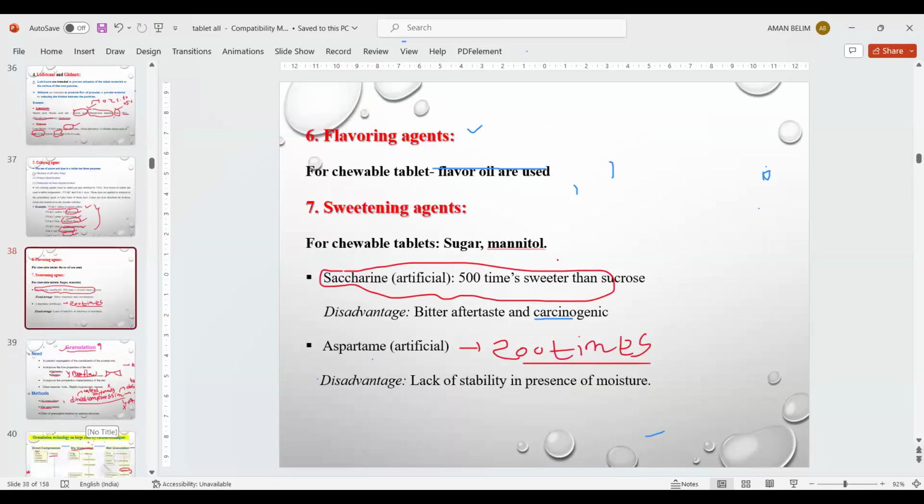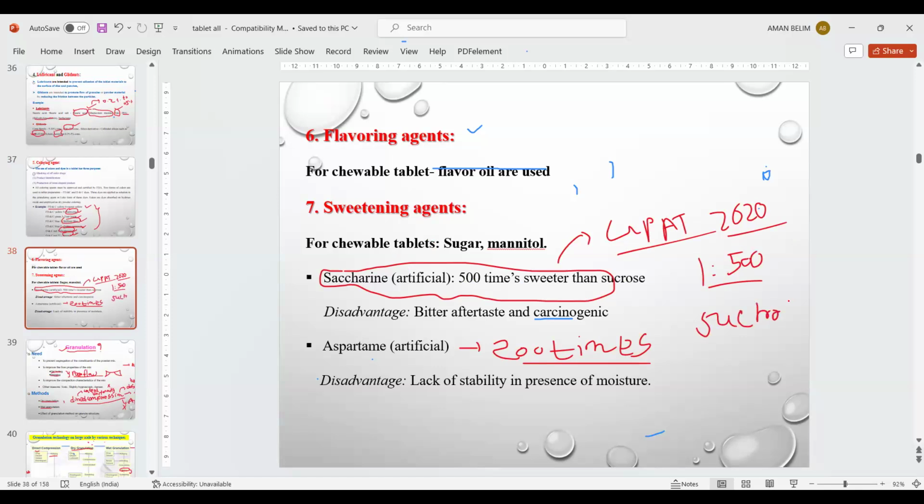Then the flavoring agent. This is very important. This question was in GPAT 2020. In GPAT 2020, the question asked what is the ratio of the sweetness of saccharin. It is 1 to 500 with respect to sucrose. What will this ratio be for aspartame? I have written it here also. It is 200 times.